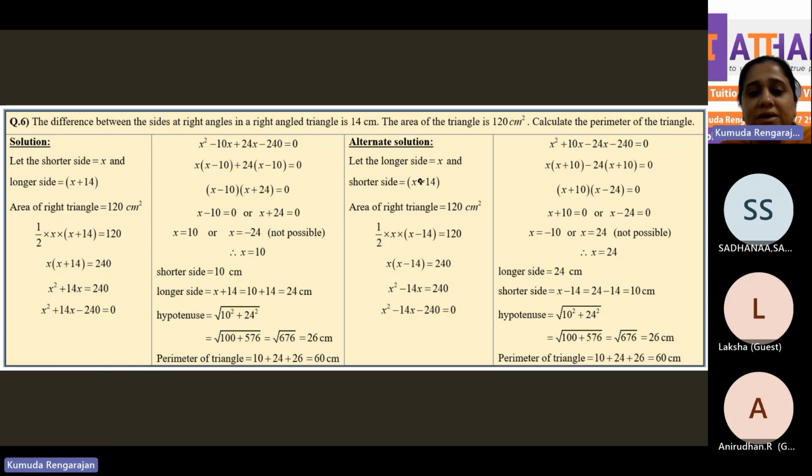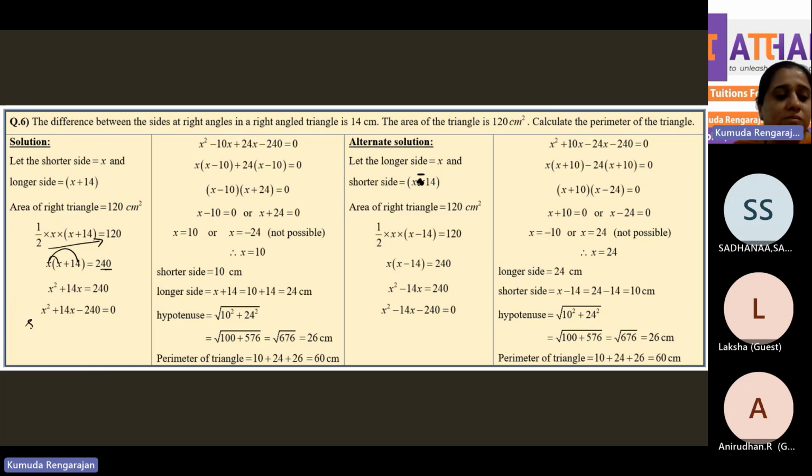There's a typing mistake here; this is minus. So when you cross multiply, it becomes 240 equals x into x plus 14, so it becomes x squared and 14x, correct? So bring everything to one side, it's a quadratic equation.